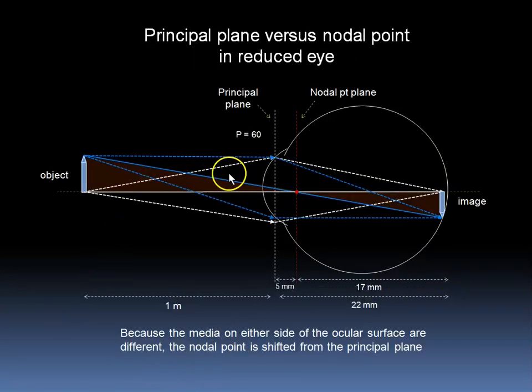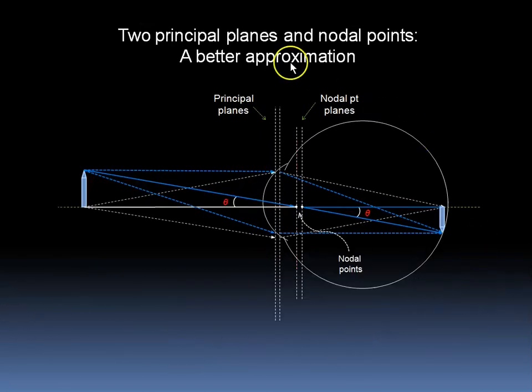Here we superimpose a divergence diagram using the first plane and a nodal point diagram using the second plane. Typically there is a distance of about 5 millimeters between them. A better representation than even the schematic eye would be to have the two lenses, each with two principal planes. In practice, using one plane for each lens is sufficient in most cases.